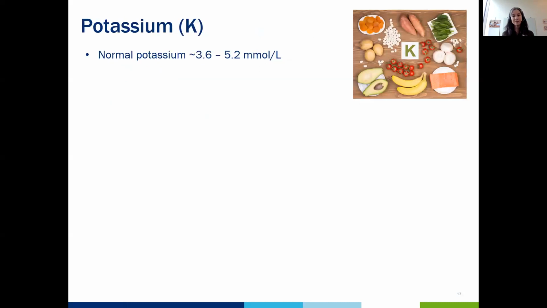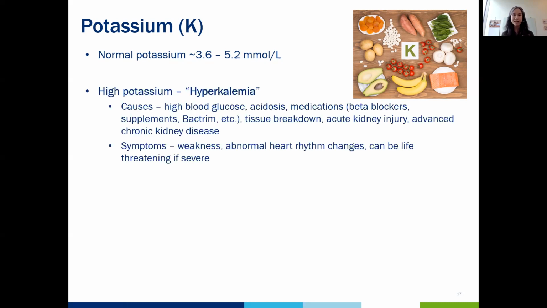Now for potassium, after BUN and creatinine, potassium is one of the most closely monitored electrolytes in people with abnormal kidney function. Normal potassium is typically around 3.6 to 5.2, and abnormal kidney function can cause potassium levels to go abnormally high because it's no longer filtered normally by your kidneys. When you have high potassium, that condition is called hyperkalemia.